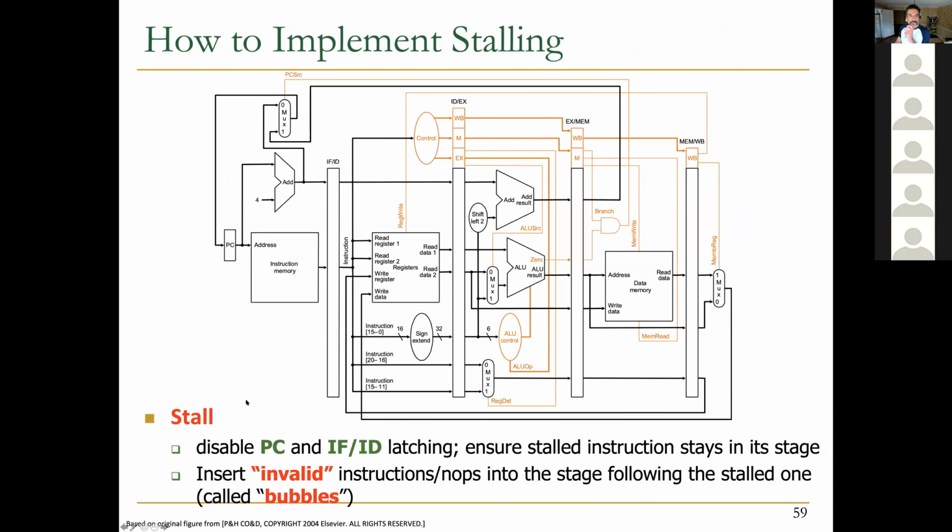So if we take care of this disabling PC and this IF/ID latching, then we can make sure that a stall has happened, but also we need to insert some no-op operation into the stage after we detected a stall needs to happen. And this no-op operation, hopefully you know, can be generated by simply some special control signal that the machine or the CPU would produce.